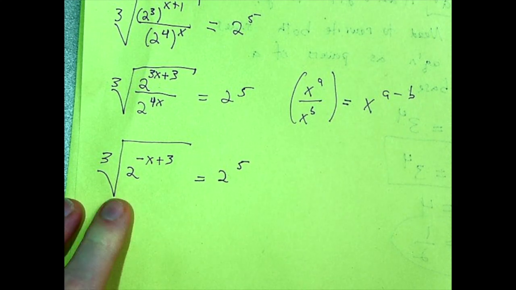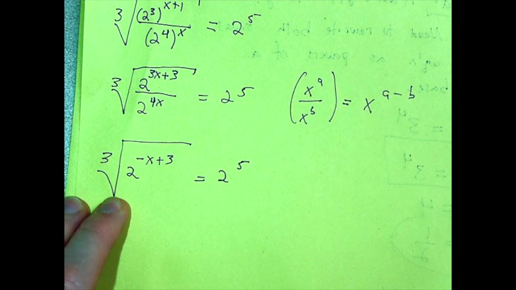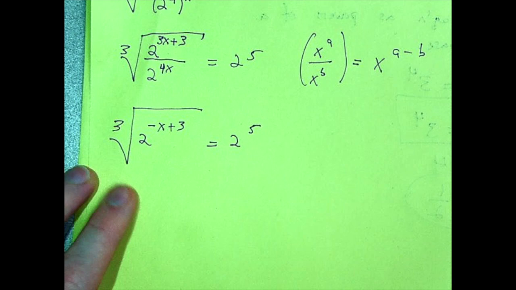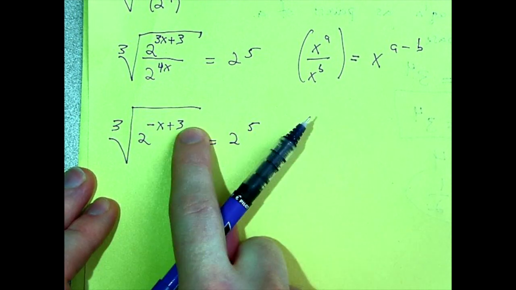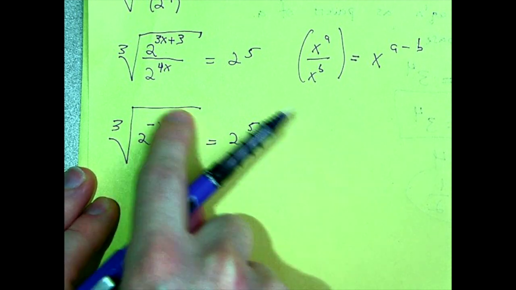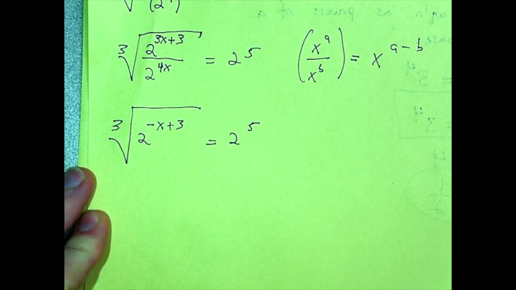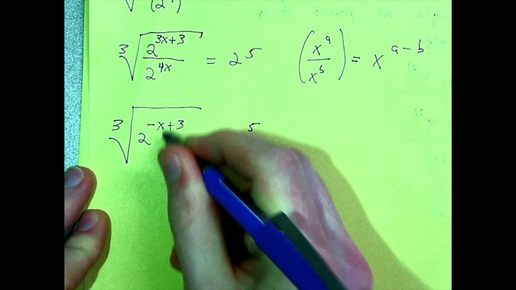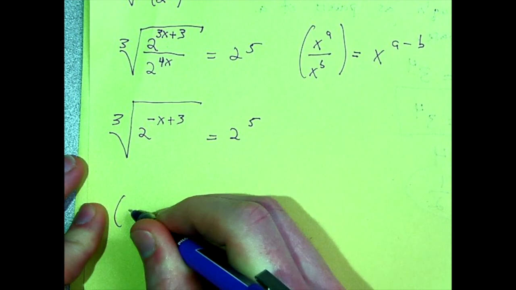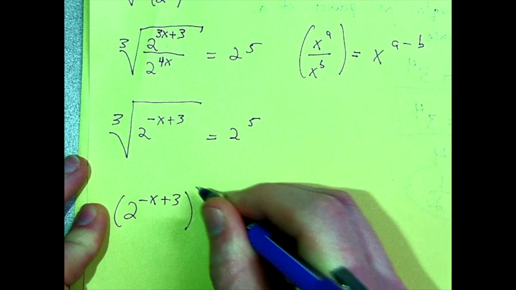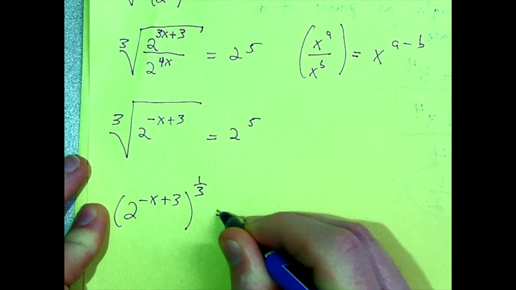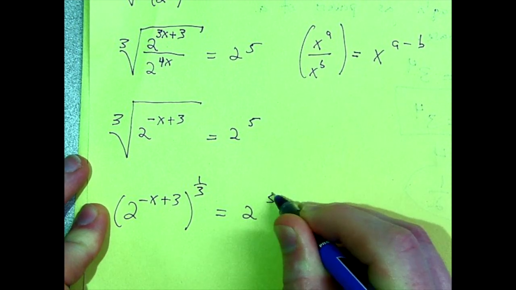Okay, we have to address this third root. Remember that roots really are exponents in disguise. They're simply fractional exponents. What does it mean to take the third root of this object? It means to raise this object to the 1/3 power. So I'm going to rewrite this left-hand side. That's 2 to the negative x plus 3 raised to the 1/3 equals 2 to the 5th.